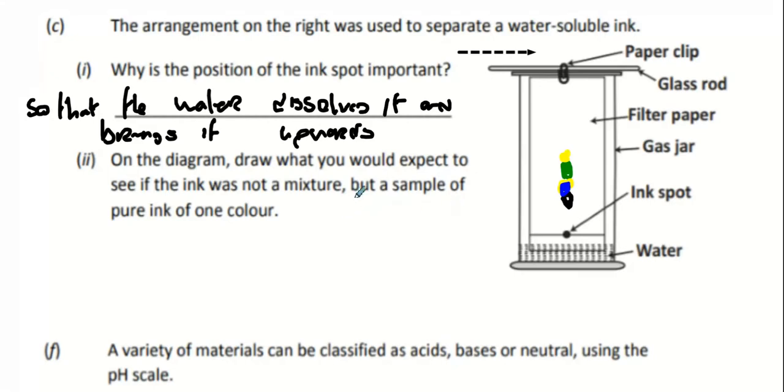On the diagram, draw what you expect to see if the ink was not a mixture. Well, if the ink is not a mixture, it's just going to be all one color. It's just going to be black. You could have it like this, black ink. It should actually come out as one dot because it's all the same ink and it comes out at the same time. A sample of pure ink of one color would be something like that. A mixture would be more of a line of different colors on it.